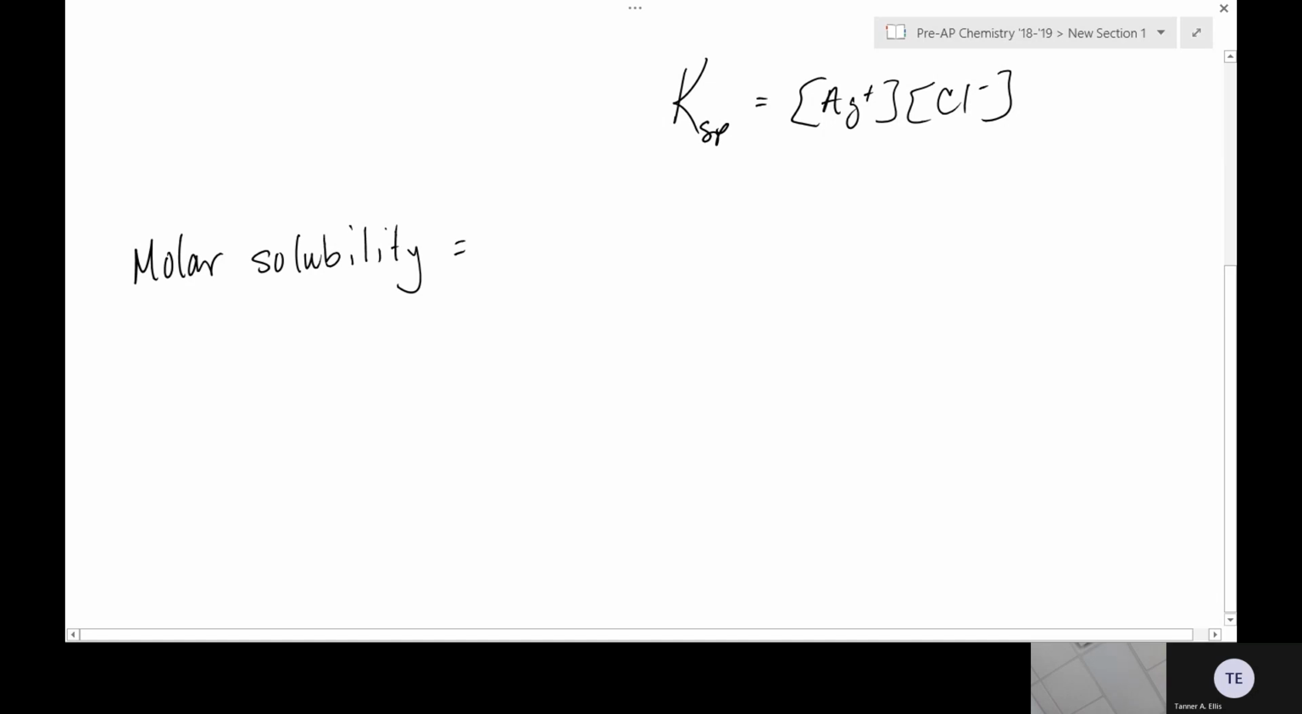So the molar solubility is the maximum number of moles of something per liter of solution. It's just the amount that it can hold. It's the amount that solution can hold. When you reach that, you've got a saturated solution. If you're under that, what do you have?